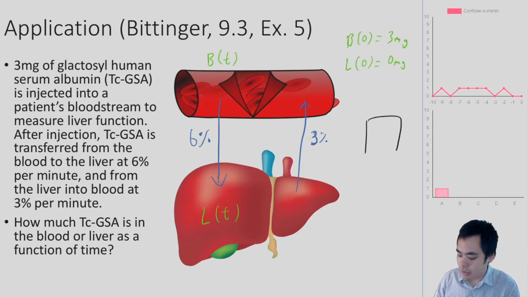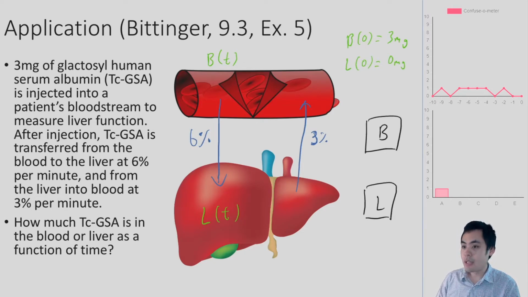two-compartment model. So we have B, and we have L. And how much goes from the blood to the liver? Well, 6%, right? So that's 0.06 B. How much goes from the liver to the blood? Well, that's 3%, so 0.03 L.